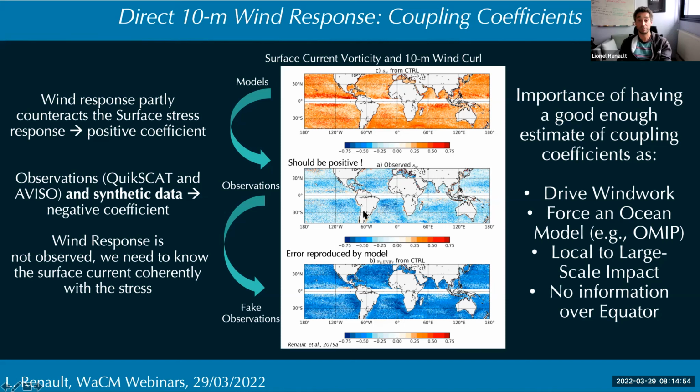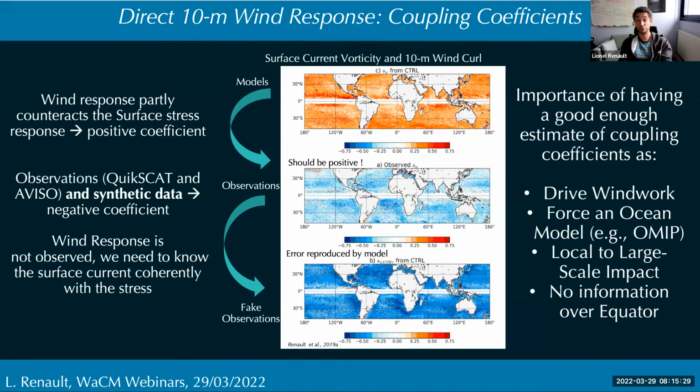And actually, it was already known before, the wind in QuikSCAT has two limitations. First, it's equivalent neutral winds, and secondly, it's relative to the oceanic currents. And we don't really know the oceanic currents at the same time, nor at the same spatial resolution. So basically, we cannot have an estimate of the wind response to the current feedback. And it's a pity because it has a large importance, because it will drive the wind work, the exchange of energy between the ocean and the atmosphere.